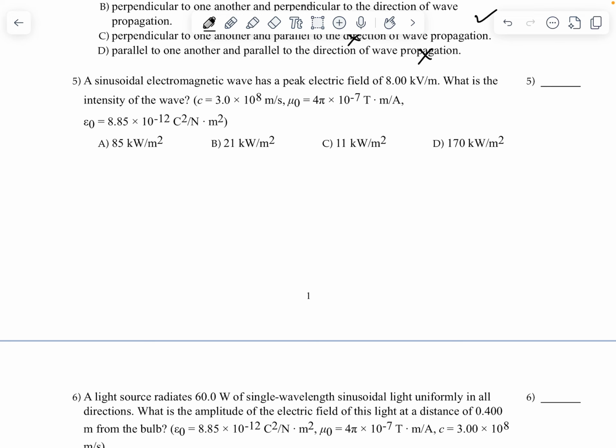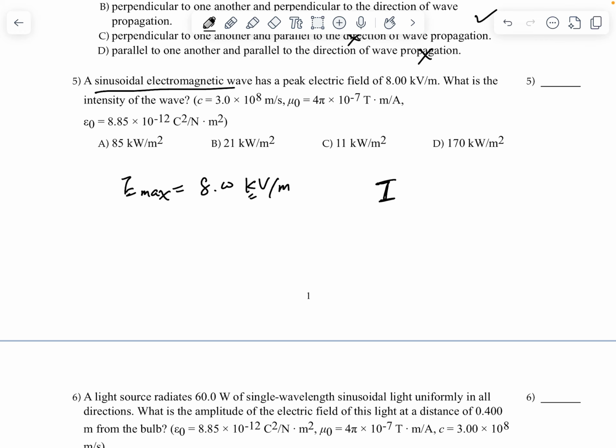Number 5. A sinusoidal electromagnetic wave has a peak electric field, so we know E peak equals 8 kilovolts per meter. Remember it's kilovolts. What is the intensity of the wave? Intensity, okay, so what's intensity?